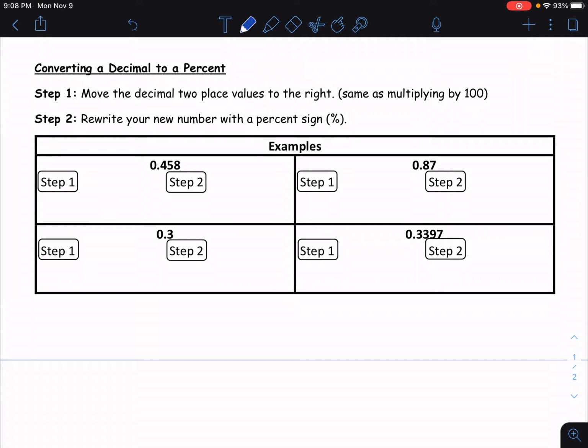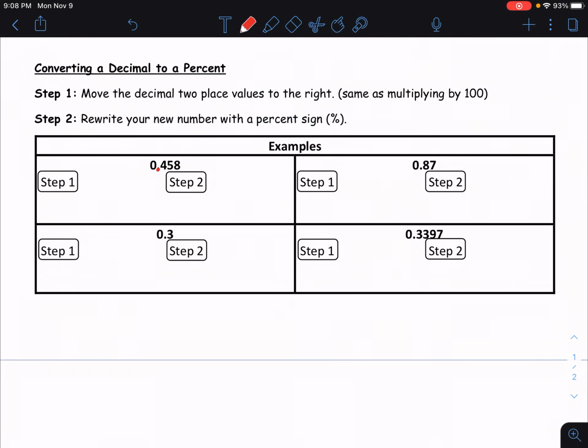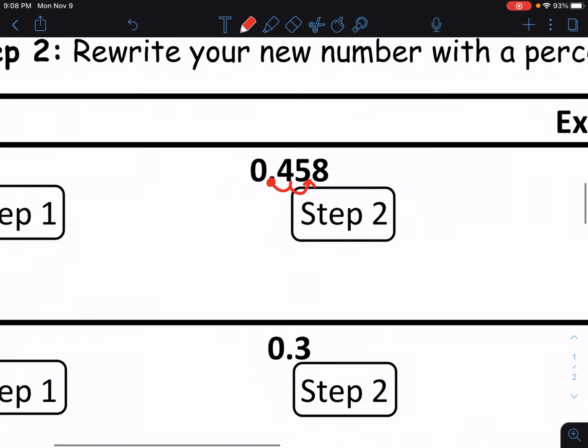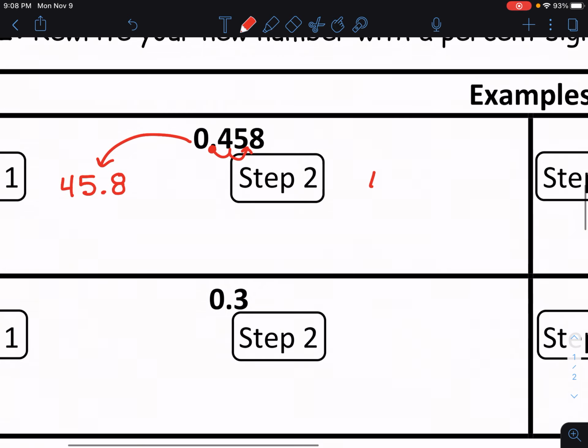So as you can see, I can see where my decimal is starting. So let me change the color of my pen here really quick so it's a little bit brighter. So here's my decimal right here. And I am going to move the decimal 2 places to the right. So 1, 2. And I'm going to put a little arrow. Let me zoom in a little bit so you guys can see my arrow. So this is going to be 45.8. So to go from a decimal to a percent, this is step 1. And then I'm going to write that with a percent sign. So 45.8%.